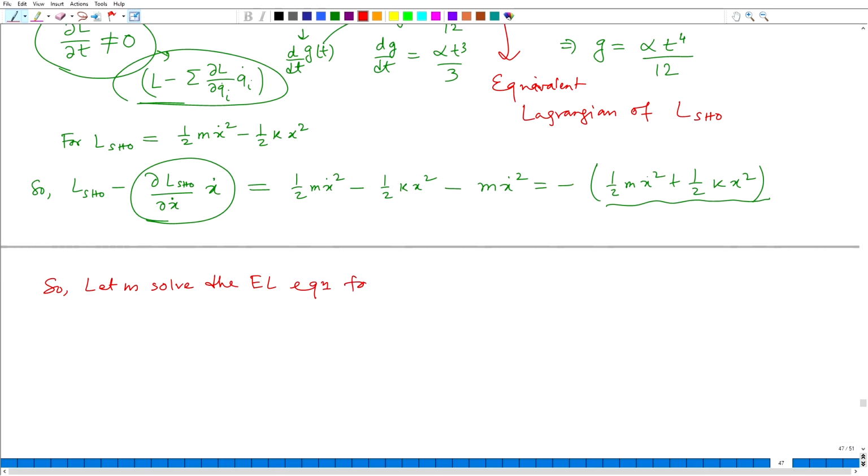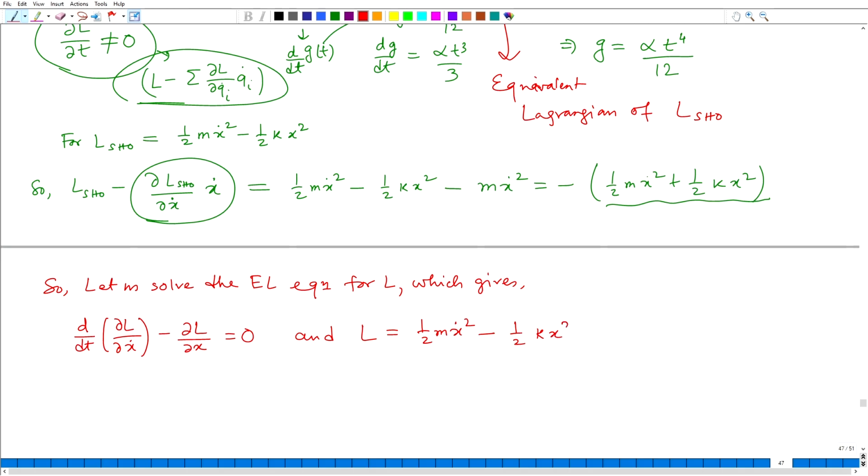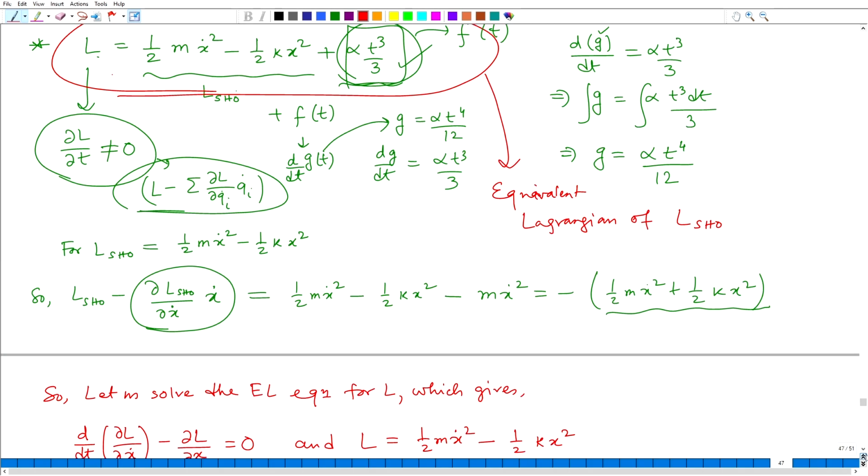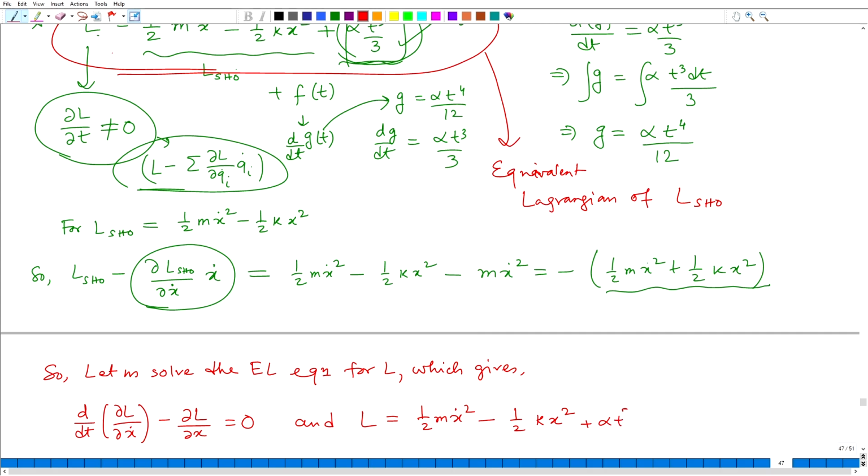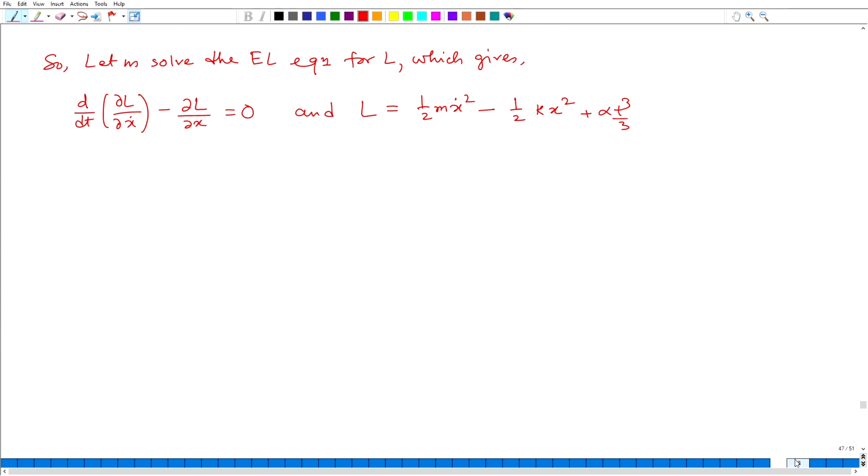Okay, for L, which gives d/dt of ∂L/∂x dot minus ∂L/∂x equal to 0, and L is equal to half m x dot square minus half k x square plus alpha t cube by 3.